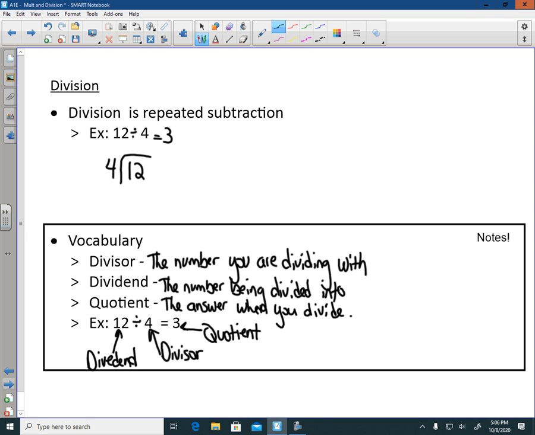When you're adding, the answer is called a sum. When you're subtracting, the answer is called a difference. Multiplication, it's a product. Division, it's a quotient. And those are nice little key words because they can tell you what's going on in the problem and what you need to do if you understand them.